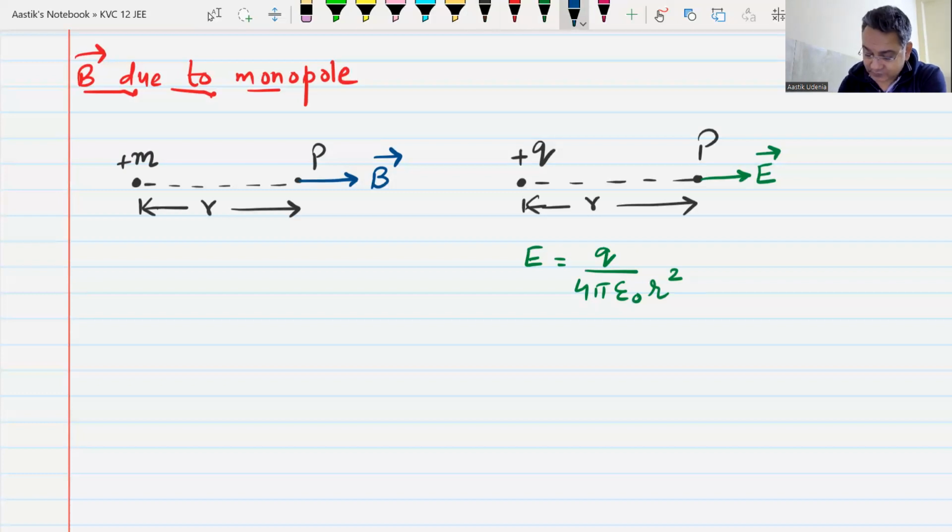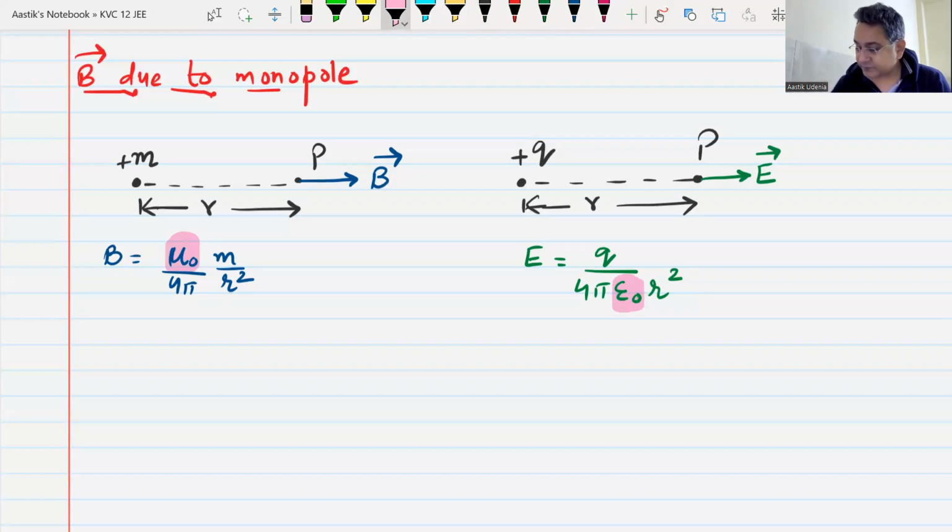Magnetic field here, and you will find some surprising things, is mu naught by 4 pi m by r square. Does it look familiar? That is what you have to understand. Wherever epsilon naught comes in the denominator, mu naught comes in the numerator. And apart from that, you can see everything is similar.